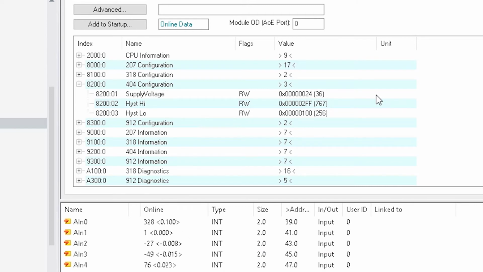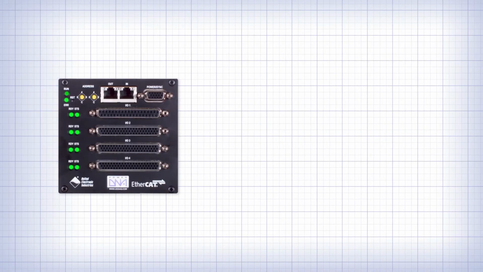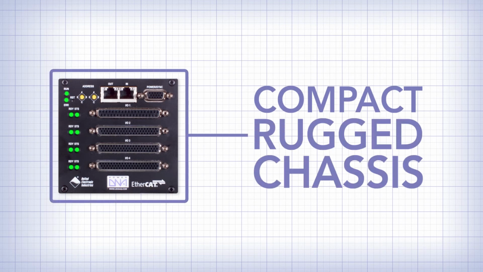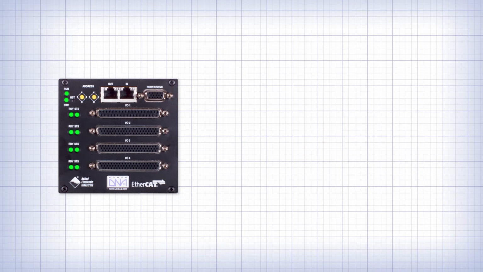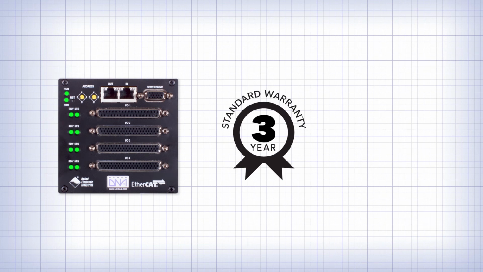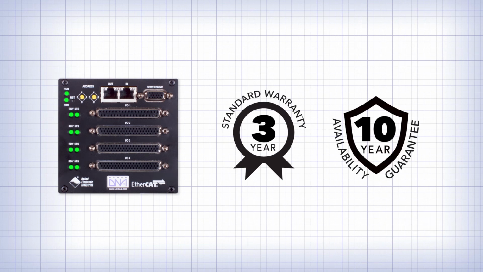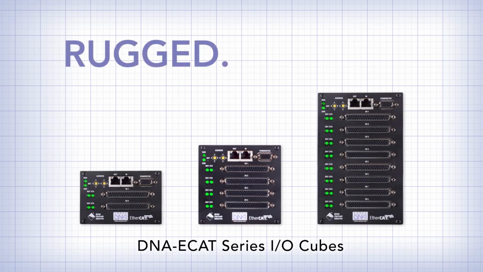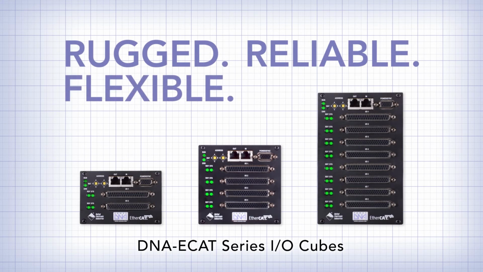system to make adjustments. As you can see, the UEI EtherCAT slave hardware provides unmatched configuration options. That versatility comes in a compact, rugged chassis that's built to withstand virtually any environment. And all UEI products are covered with a 3-year warranty and 10-year availability guarantee. So if you're looking for the most rugged, reliable, and flexible EtherCAT system for your application, UEI is here for you.